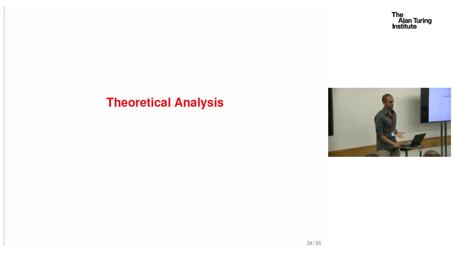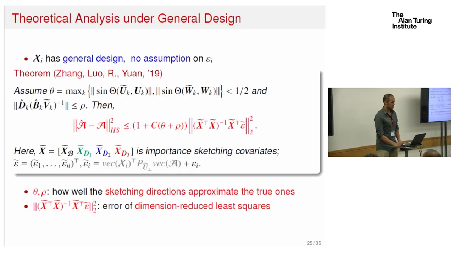Okay, so one of the things I mentioned was that theoretically this algorithm performs really well. So I'll give a summary of our theoretical results here. This result doesn't require any assumptions on our x's or our epsilons. It's a general result on how well our estimate does in terms of the L2 or Hilbert-Schmidt error.